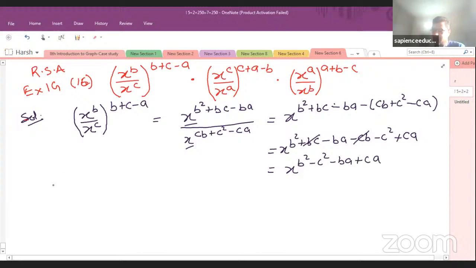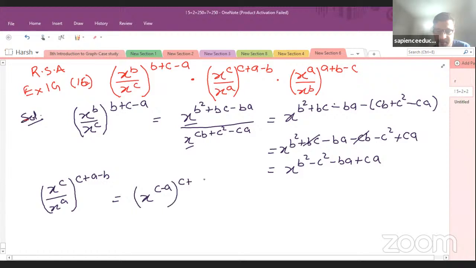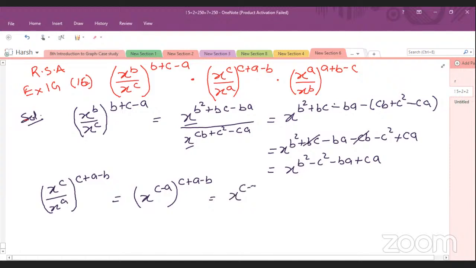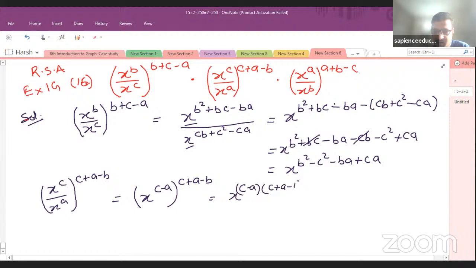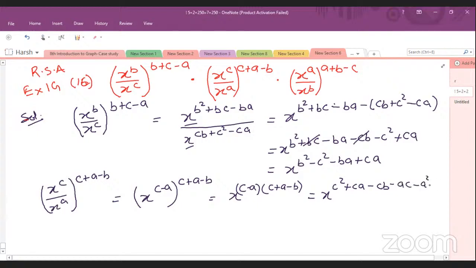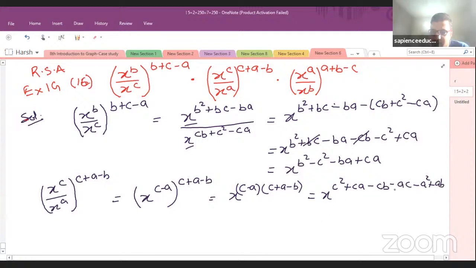Yes. Okay. So for the next expression, x^c by x^a to the power c plus a minus b. Can we do it like this? First we do c minus a, and then this to the power c plus a minus b. Same thing as you have done. So (c minus a) multiplied by (c plus a minus b) equals c square plus ca minus cb minus ac minus a square plus ab. ac and ac are gone, so it is x^(c square minus a square minus cb plus ab). So this was one and this is second.